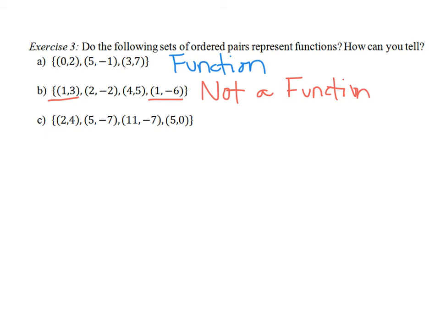What do you think about example C? Look at the list of ordered pairs and decide if it's a function or not a function. If you said not a function, you would be correct. Did you find the ordered pairs that make it not a function? We should see (5, -7) and (5, 0). Both of those have inputs of 5, but the outputs do not match. So 2 different outputs means that I do not have a function.